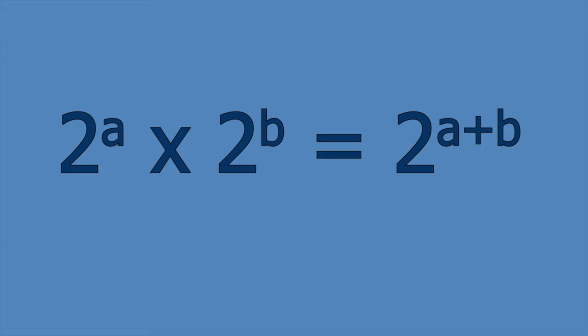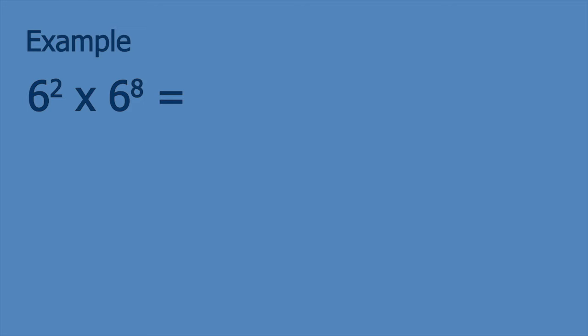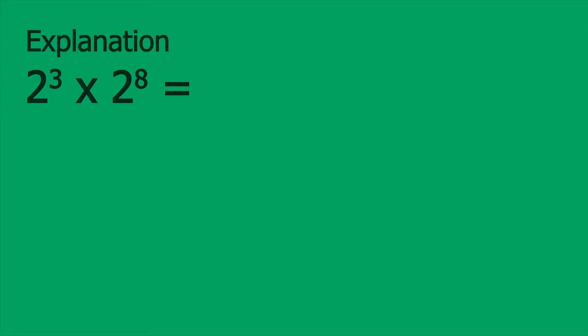What this property is basically saying is that if you have, for example, 2 to the 3rd power times 2 to the 8th power, you actually get 2 to the 11th power. Here we can see that 3 plus 8 is equal to 11. That's why the answer is 2 to the 11th. Or if we use a different number, for example, 6 to the 2nd power times 6 to the 8th power, we will have the answer become 6 to the 10th power. 2 plus 8 equals 10. Simple as that.